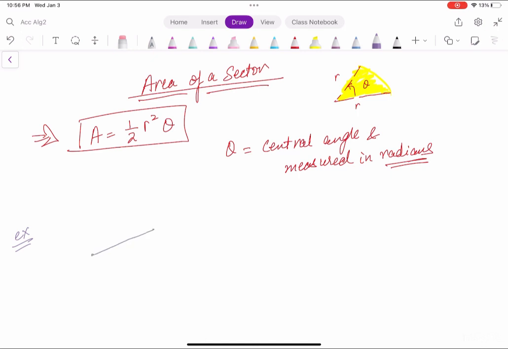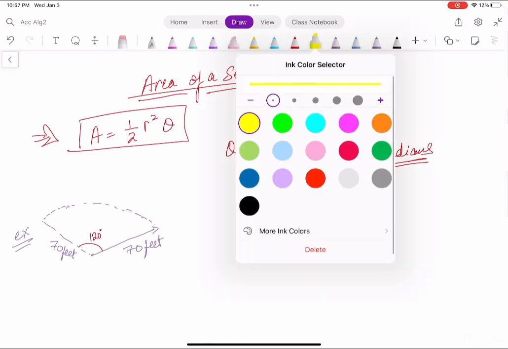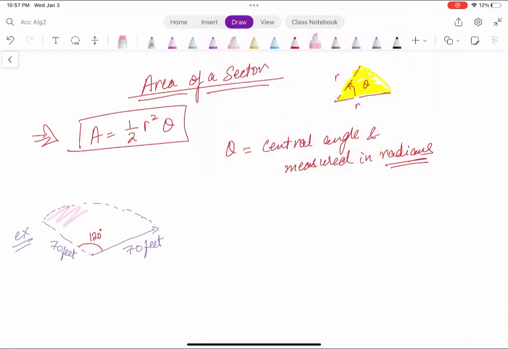Let's have a windshield wiper that is 70 feet long, and it is forming an angle while wiping. The other side will also be 70 feet because it is just swiping here and there. The angle being formed is 120 degrees. Now the angle is 120 degrees, but we want theta in radians. The shaded area is what we need to find.